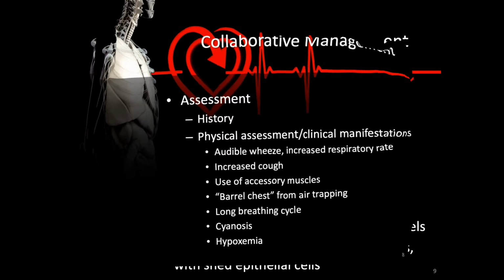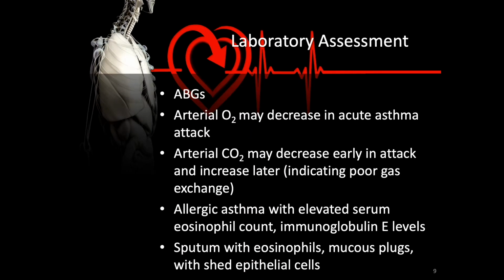An important laboratory diagnostic is arterial blood gases, and this is because arterial oxygen levels may decrease in acute asthma attacks, while arterial carbon dioxide levels may decrease early in the attack when the patient is breathing more rapidly, but increase later when gas exchange begins to deteriorate. Allergic asthma will have elevated serum eosinophil count and elevated immunoglobulin E levels, and the sputum will have eosinophils, mucus plugs with shed epithelial cells.